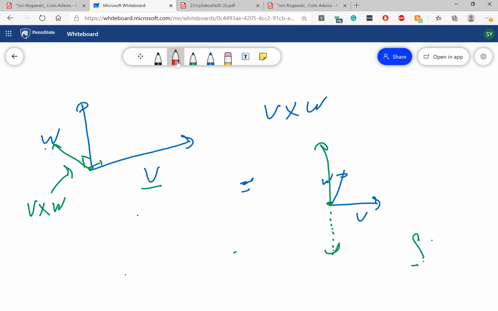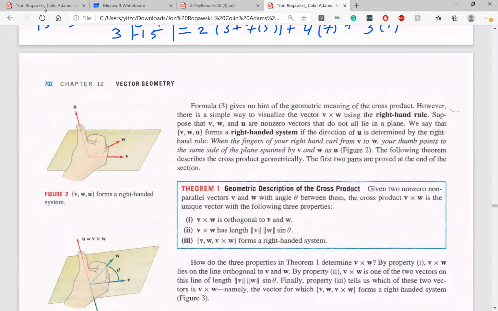So that's the geometric interpretation of the cross product. You can also imagine a plane over here. So imagine that v and w are sitting in a plane. There's always a plane that you can find that v and w will be sitting in. Then your cross product will be the vector orthogonal to the entire plane, which is called the normal vector. So we're going to talk more about that when we get to planes.